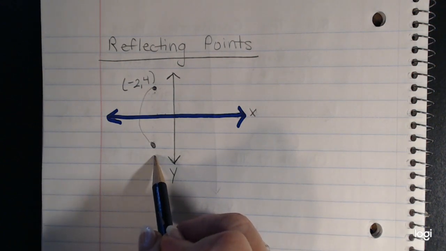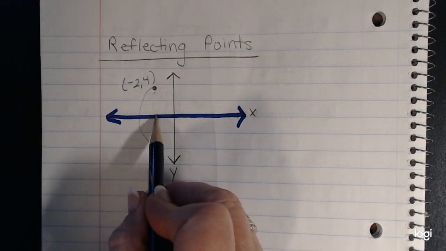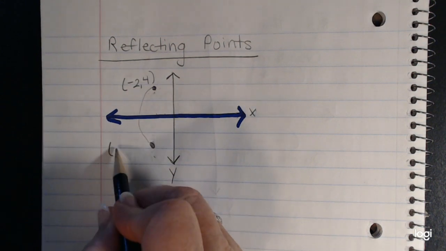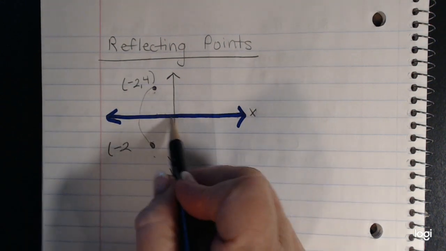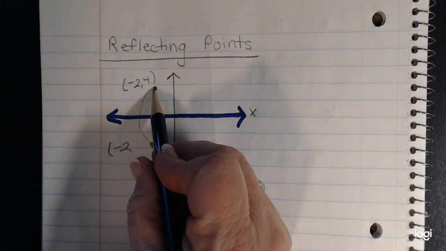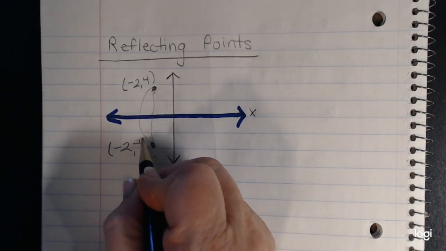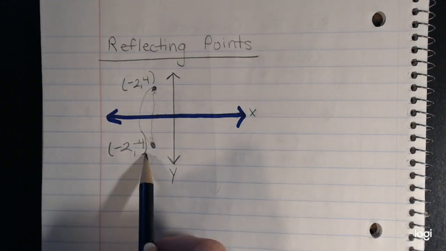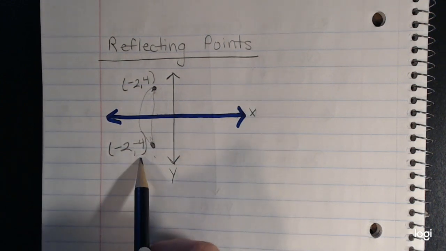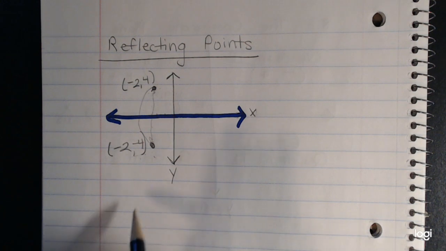What would my new ordered pair be? Well, I'm still going over to the -2. But this time, instead of going up 4, what did I do? I went down 4, like this. So my ordered pair would be -2, -4.